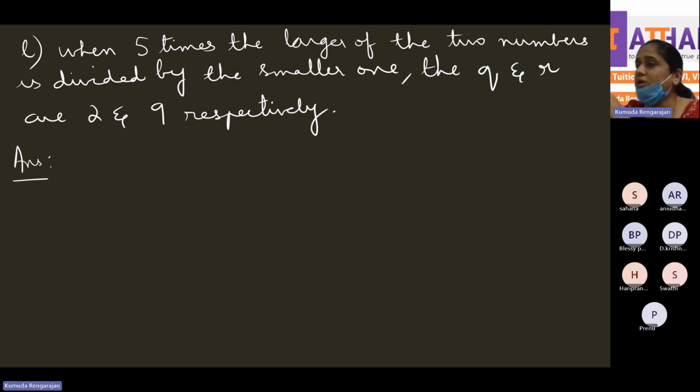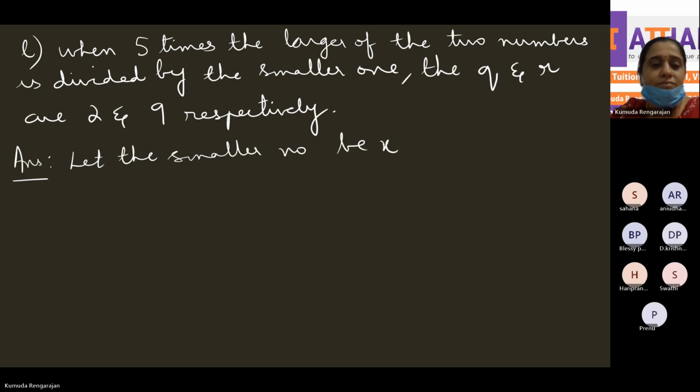So here it talks about two numbers. They've used the terms larger number, smaller number. So there are two numbers in this situation: one larger number, one smaller number. Let the smaller number be x. Let the larger number be y.